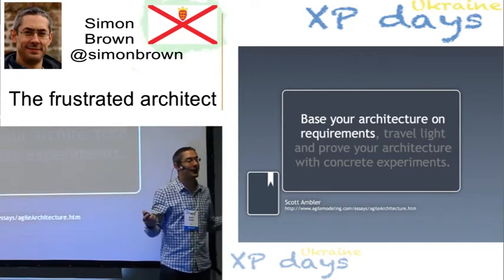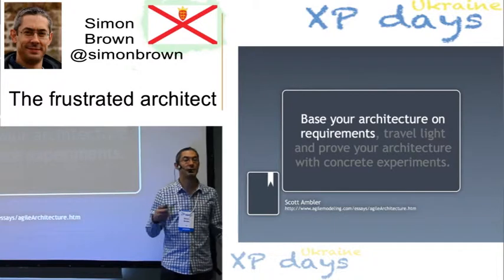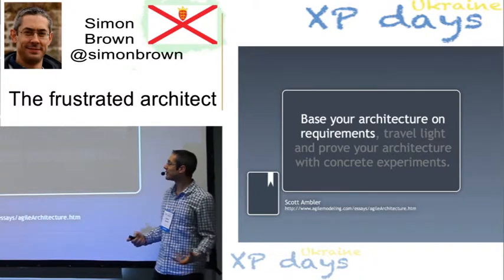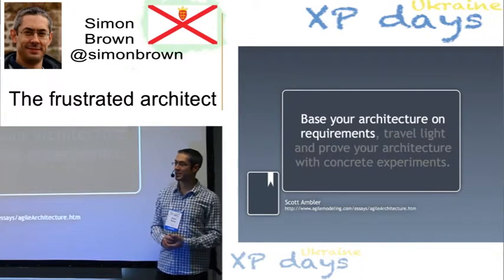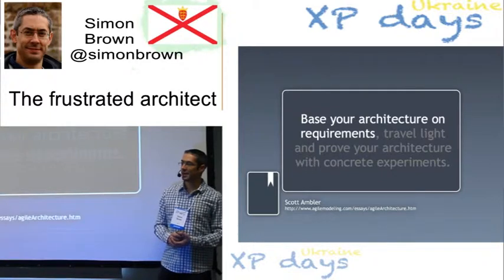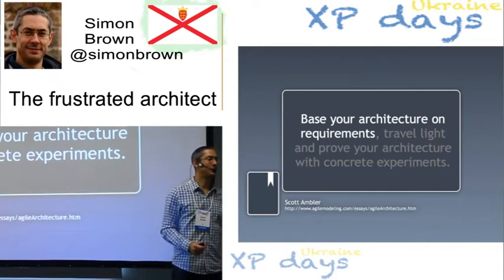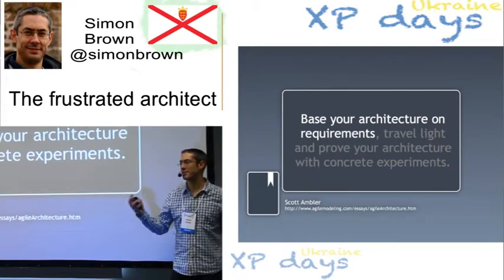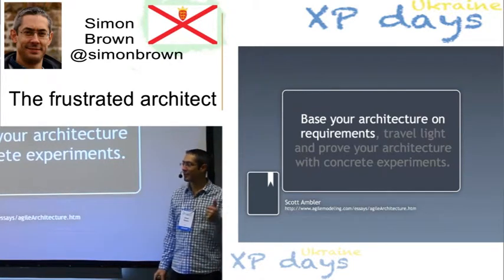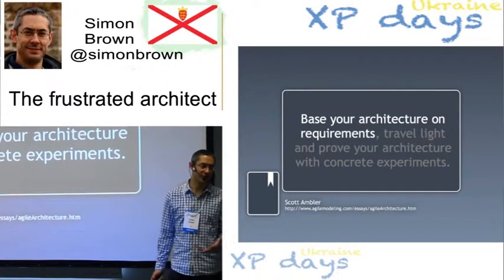Because he's talking about agile architecture, he's talking about sufficiency, just enough, of travelling light. So that's the second part of the sentence. And the third thing he says is this: prove your architecture with concrete experiments. And what he's really referring to here is just trying stuff out if you need to. Proof of concepts, prototypes, spikes, etc.